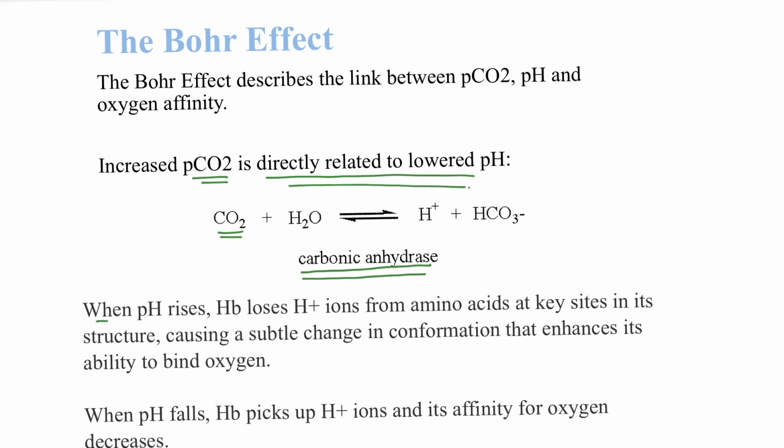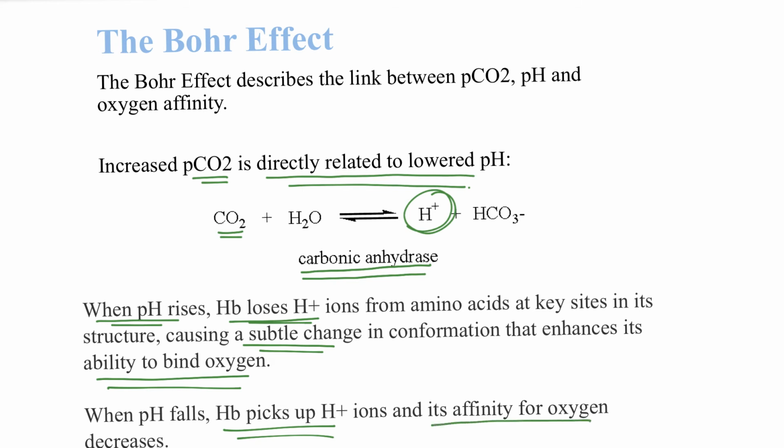When the pH rises, hemoglobin loses the H+ ions from the amino acids in its structure, causing a subtle change in conformation that makes it bind more readily to oxygen. But when the pH falls, hemoglobin picks up H+ ions that were created during this reaction with the carbonic anhydrase, and its affinity for oxygen decreases. So that's what causes the Bohr effect, this shift in the stability of the molecule, a shift in its conformation, its shape.